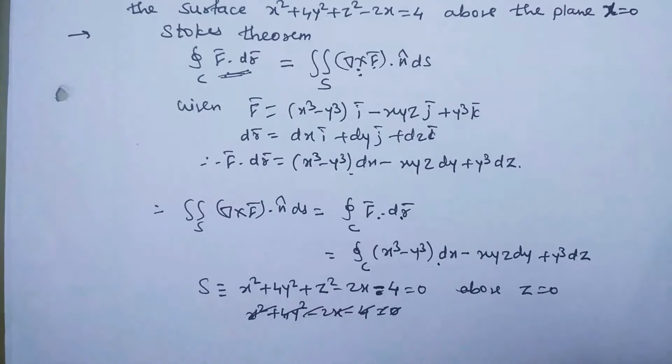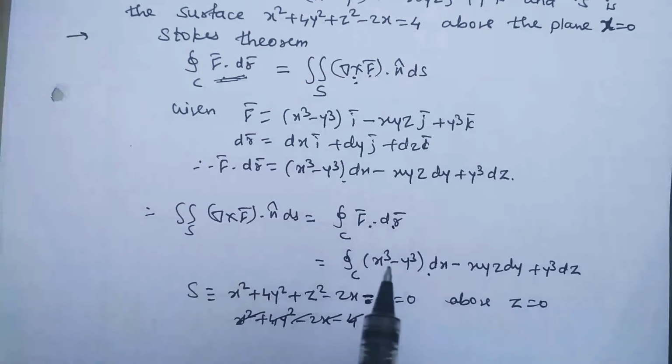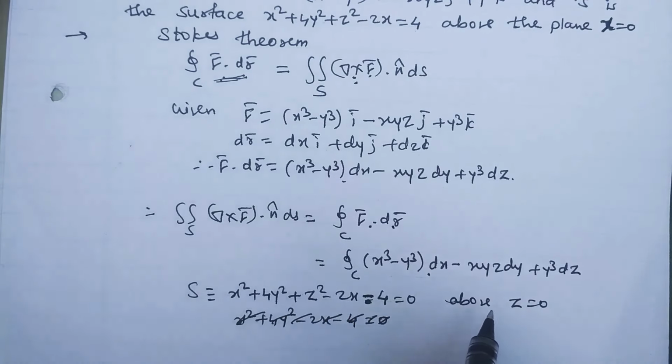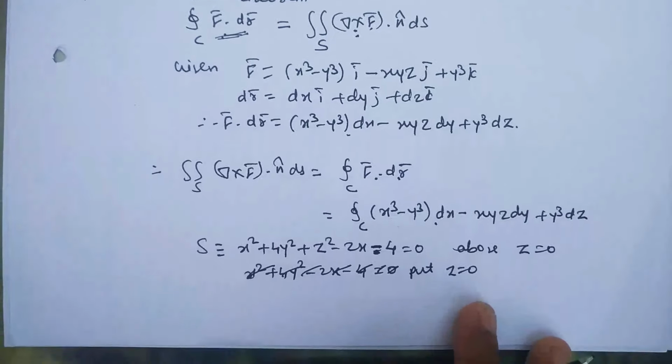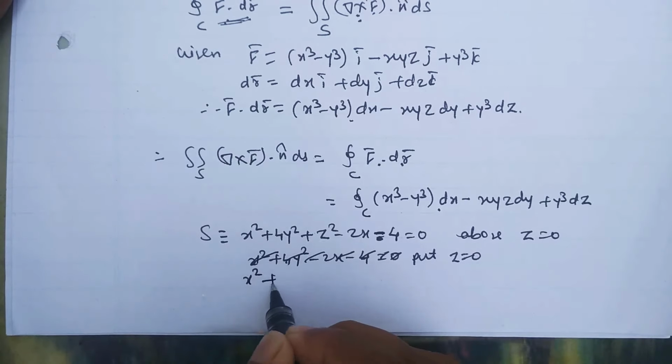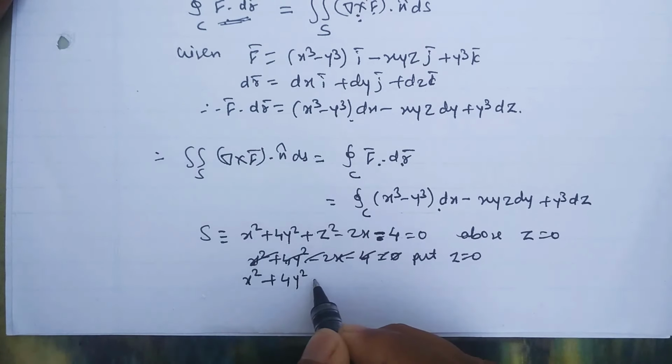Next, the given surface S is x squared plus 4y squared plus z squared minus 2x minus 4 equals 0. This surface is above the z equals 0 plane. Therefore, we are going to put z equals 0 in the given equation. See what happens. So, we will get x squared plus 4y squared.